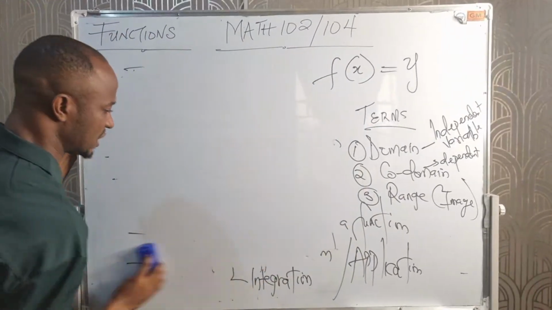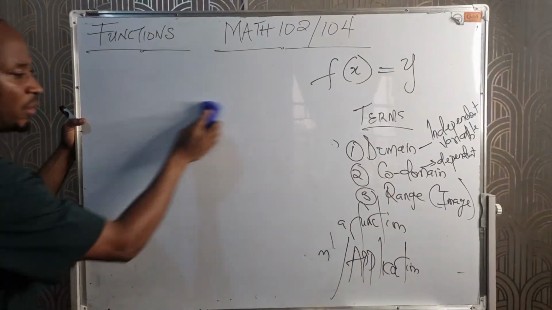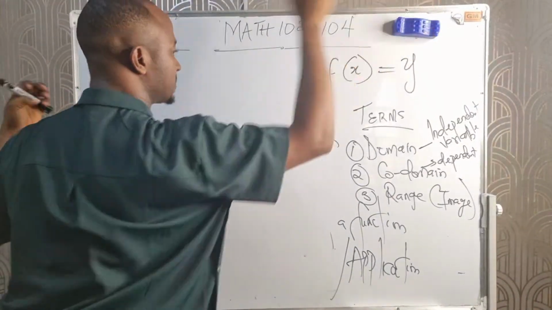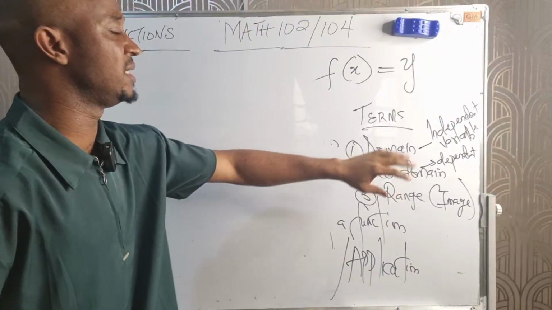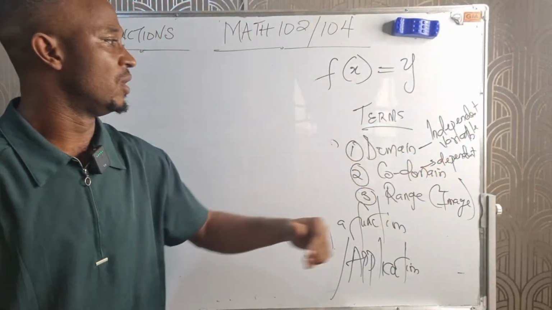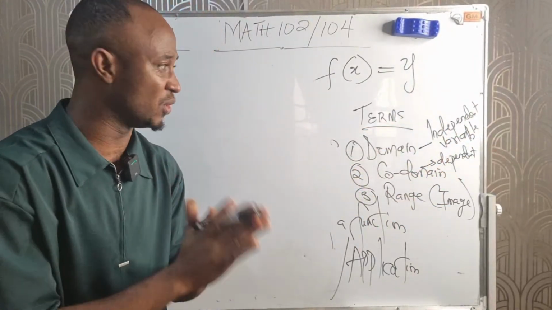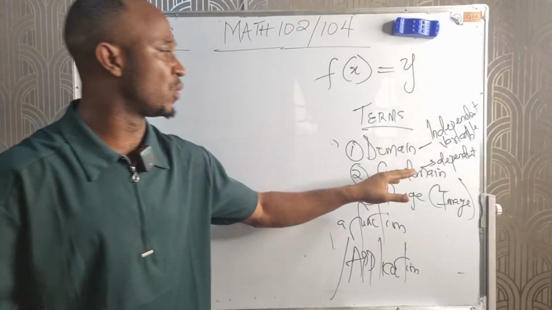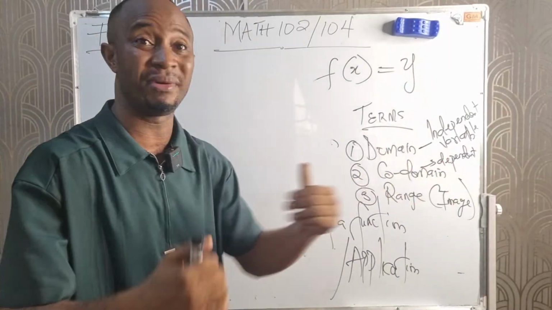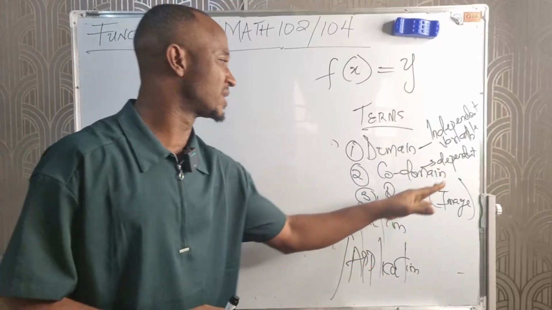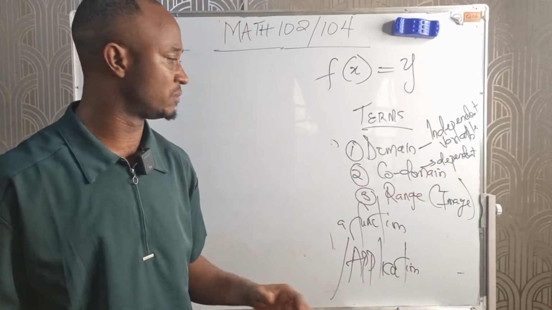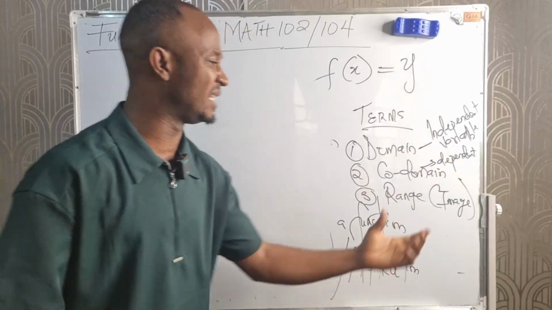A diagram to explain. We say we have three terms, right? We have the word domain, which means independent variable, which represents your x variable. We have the codomain that represents the dependent variable, which represents your y variable. We have the range that represents the image.